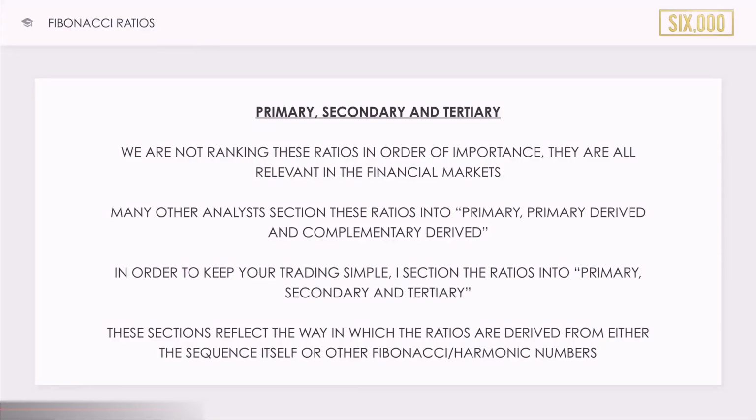Now, these sections reflect the way in which the ratios are derived, either from the sequence itself or other Fibonacci harmonic numbers. As I've mentioned previously, the primary numbers are derived directly from the sequence. Secondary numbers are derived from the sequence by skipping a series and division, or they're derived from the primary numbers itself. And this is what I've defined. This is what I deem logical. And tertiary ratios are derived from the secondary numbers or distantly derived from the primary numbers.